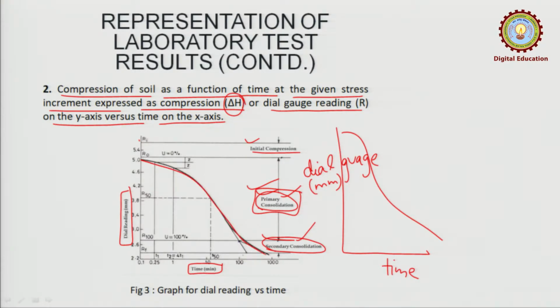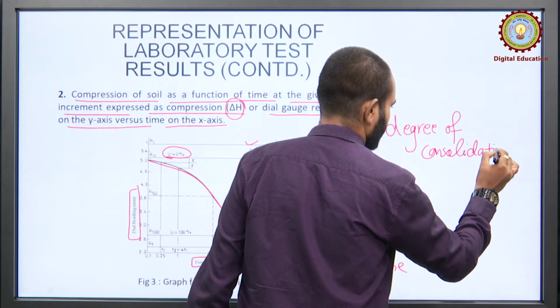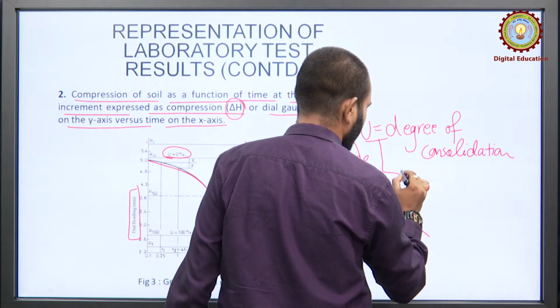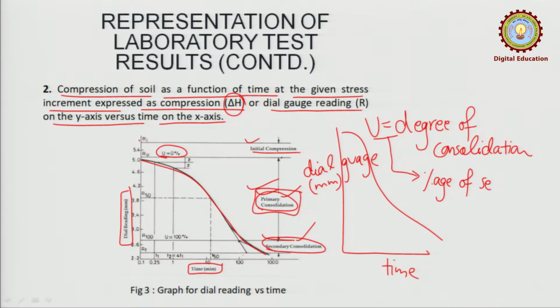Okay. So, leaving aside the initial compression, this is the graph which is obtained, and here u is equal to 0. If you remember, what was u? It was the degree of consolidation, which tells us the percentage of settlement that has taken place.